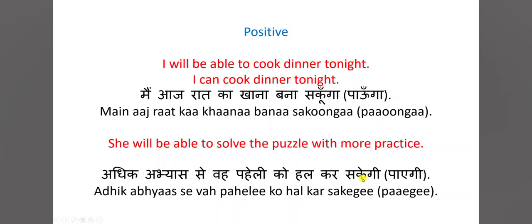Instead of sakegi, we can use paegi too. Pa plus egi, paegi. And paegi represents will be able to. Okay. Now this sentence can also be the translation of: She can solve the puzzle with more practice. Okay? A one-time action. अधिक अभ्यास से is with more practice. वह is she, पहेली is puzzle, हल कर is solve, सकेगी और पाएगी is can.